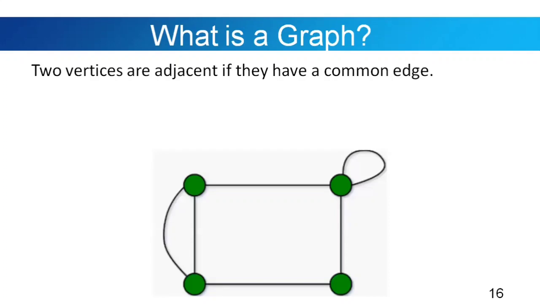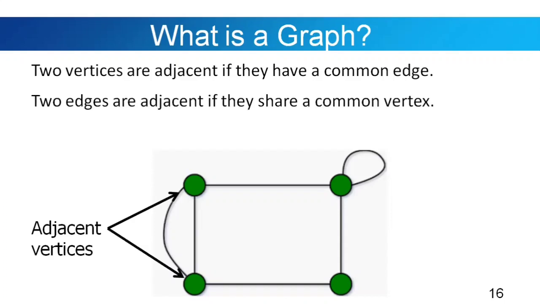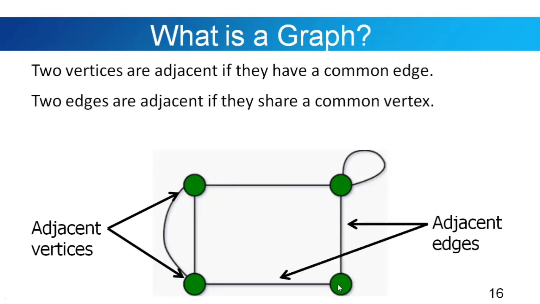2 vertices are adjacent if they have a common edge. So for example, if this vertex and this vertex are joined with this one common edge, then we can say that the 2 vertices are said to be adjacent. 2 edges are adjacent if they share a common vertex. For example, this edge here and this edge here share a common vertex, this one. And so they are said to be adjacent edges.